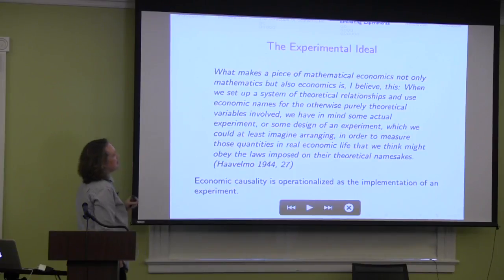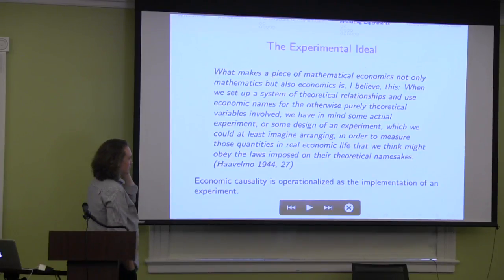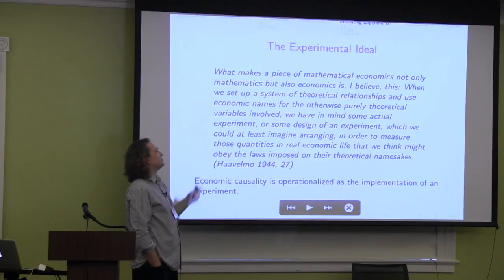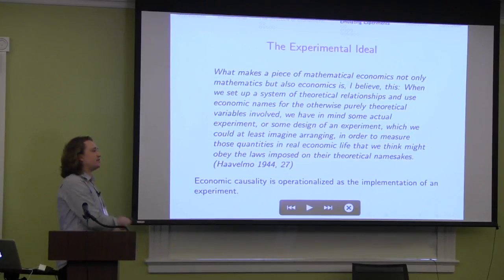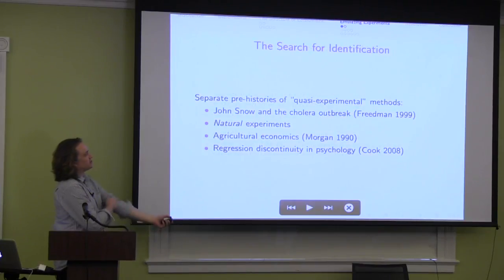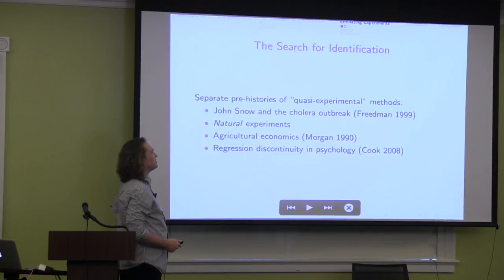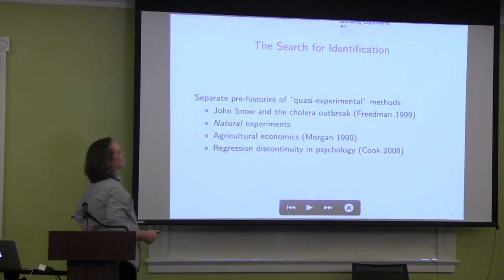So Haavelmo says what makes a piece of mathematical economics not only mathematics, but also economics is this. When we set up a system of theoretical relationships and use economic names, we have in mind some actual experiment or some design of experiment which we could at least imagine arranging in order to measure those quantities in real economic life. In other words, economic causality is operationalized even within Cowles as the implementation of an experiment. And it's this experimental ideal that comes out in a very explicit way in the quasi-experimental program. So the search for identification is actually the subtitle, or I think it's the title, of another Angrist paper, which is sort of a historical gloss on how they got to where they are.